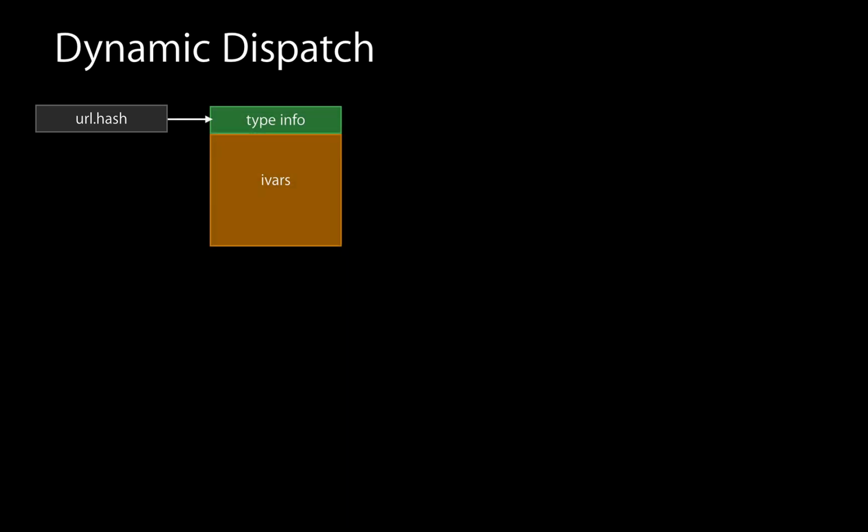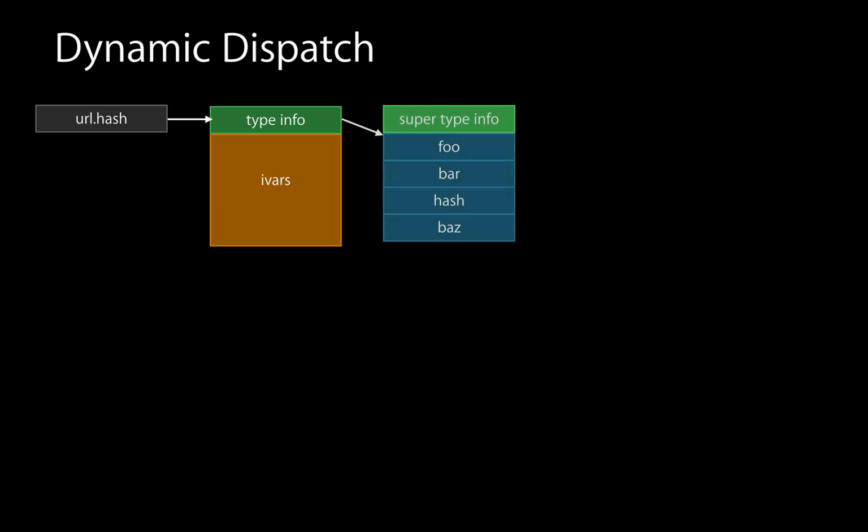That object has ivars, of course, but it also has type information. For those of you that use Objective-C, that would be the isa. The isa pointer for that object would be the type information. One of the things that the type information tells us is which methods does this object's type implement. And in this case, one of the ones that an NSURL implements, in the example on the slide, is hash. So we found it. We know which hash to call, and we're done.